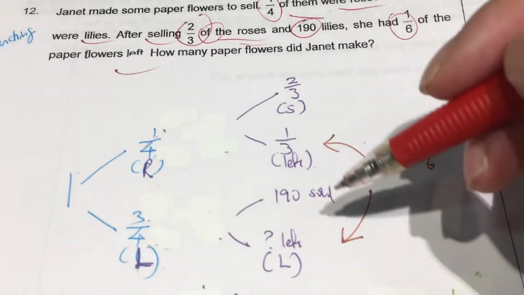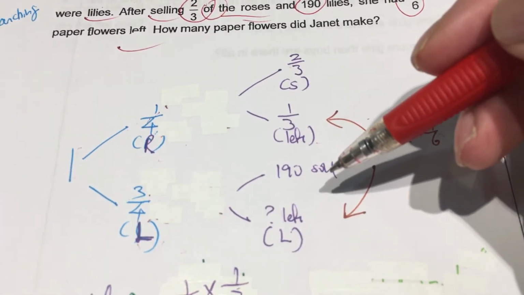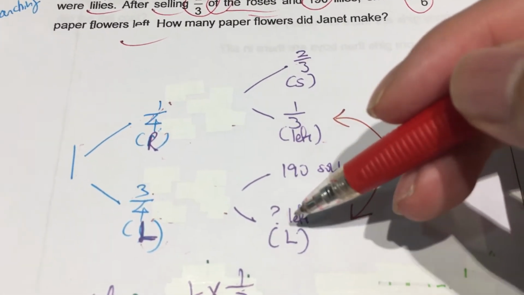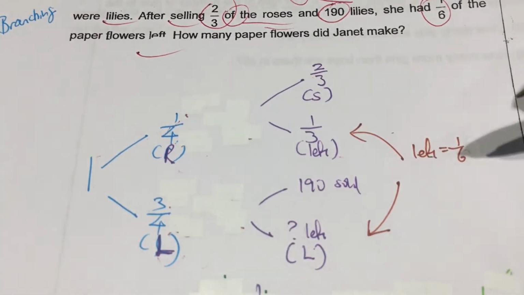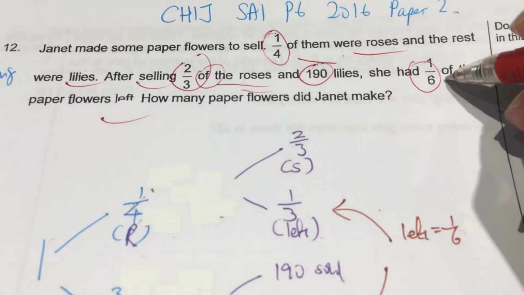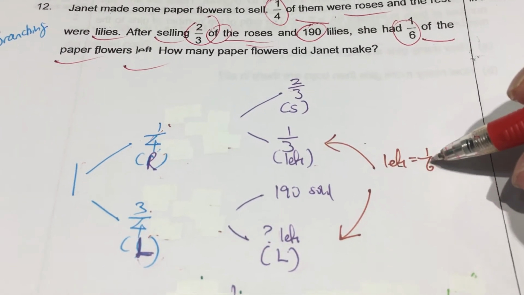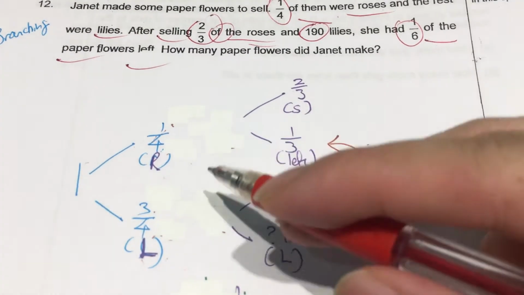Yeah, and then something happened to the lilies as well. 190 was sold and question mark left. Okay, and this 1/6, take note, is of the whole thing. That means this is actually the actual fraction. That means 1/6 of the whole thing.